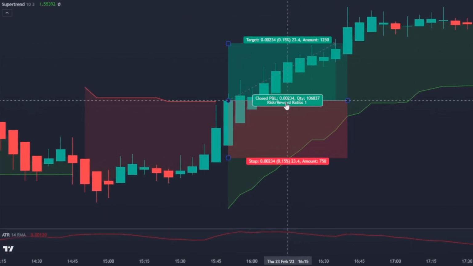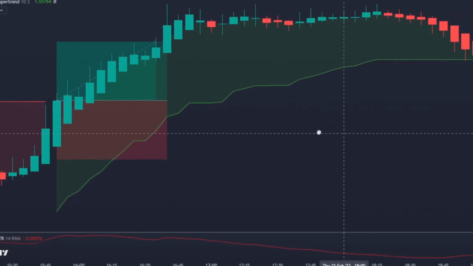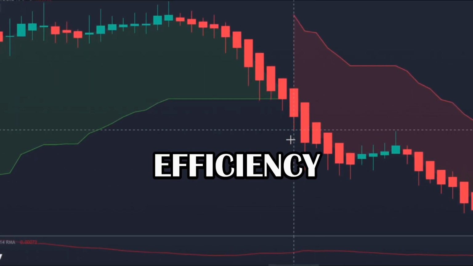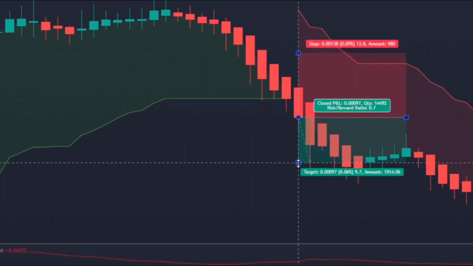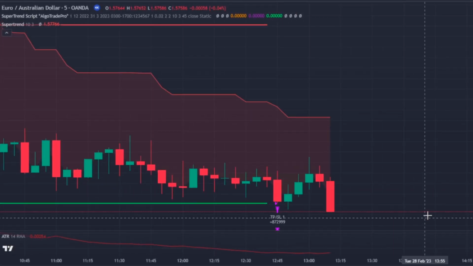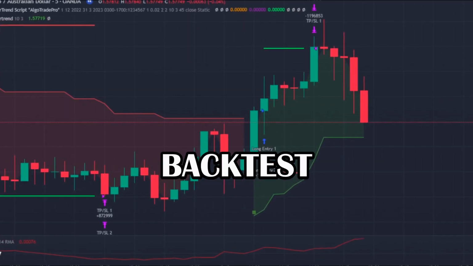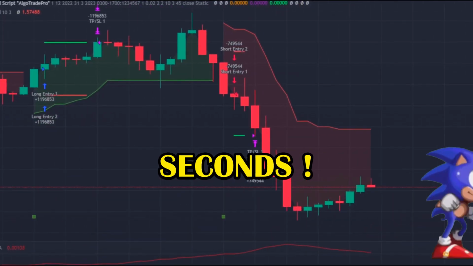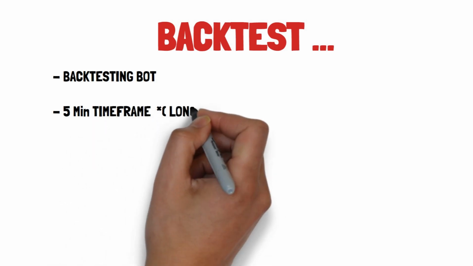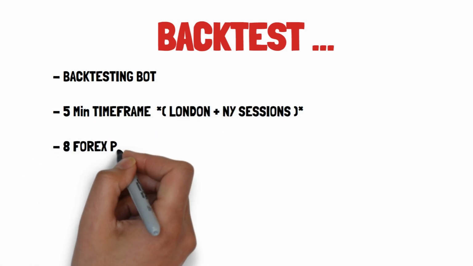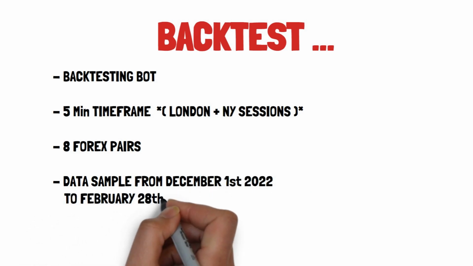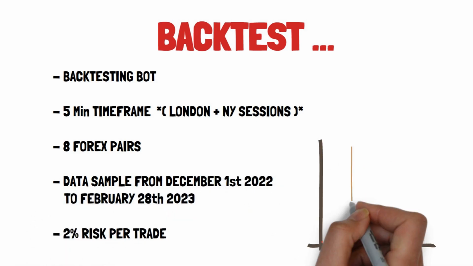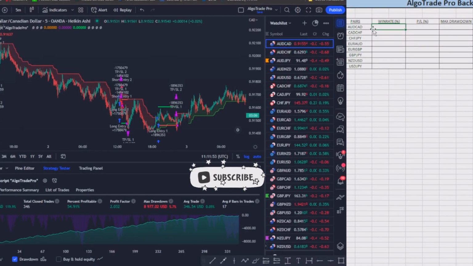I know it's a very basic strategy, but in today's video I just want to test the efficiency of the Heikin Ashi candles and not the indicator strategy itself. For a quicker backtest, I will apply my backtesting bot with this strategy, which can backtest thousands of trades in a few seconds on the 5-minute time frame on 8 popular forex pairs using the data sample of the last 3 months and using a 2% risk per trade. Let's backtest it.